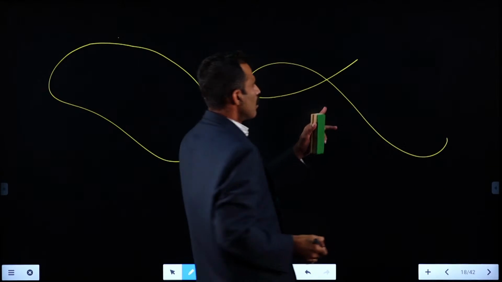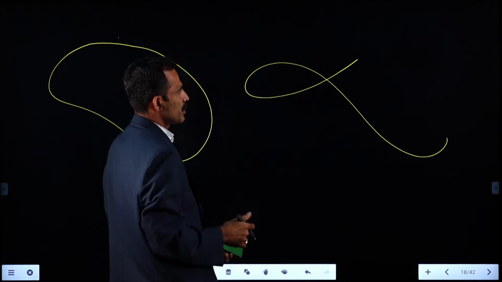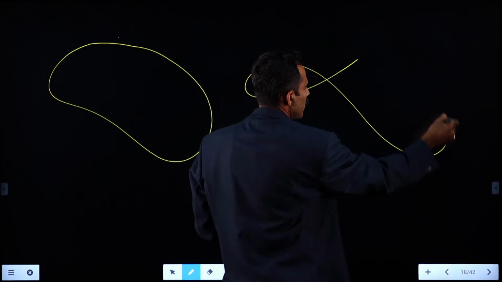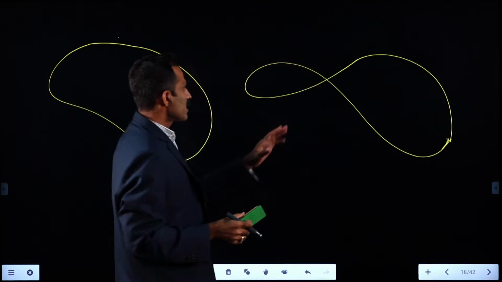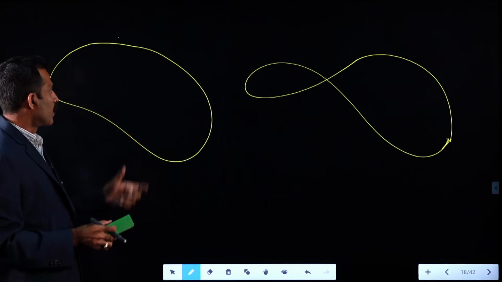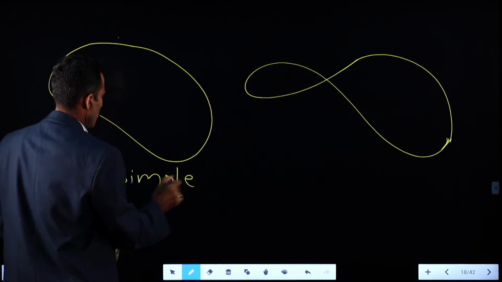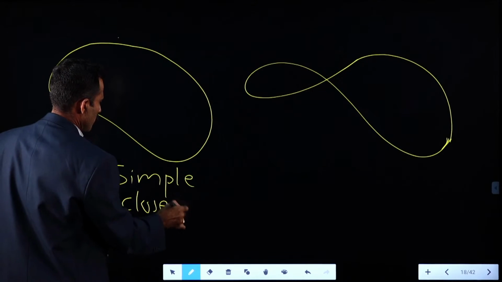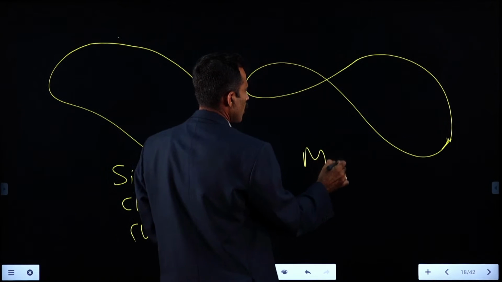First of all, it is multiple curve because the curve is crossing itself, or the curve has self intersection only. If we join the initial and terminal point, then the curve becomes closed. This curve is called multiple closure curve, and this is called simple closure curve only. This is simple closed curve, and this is multiple closed curve.